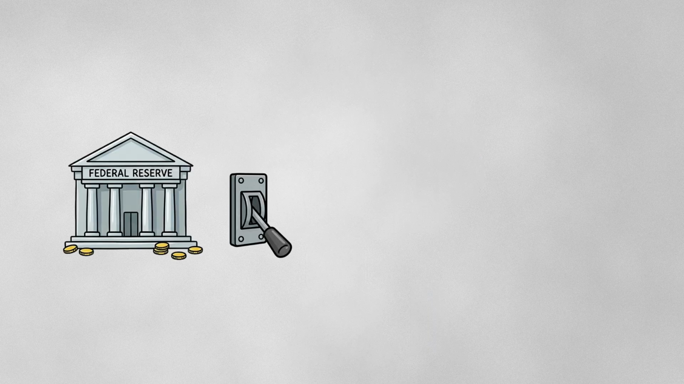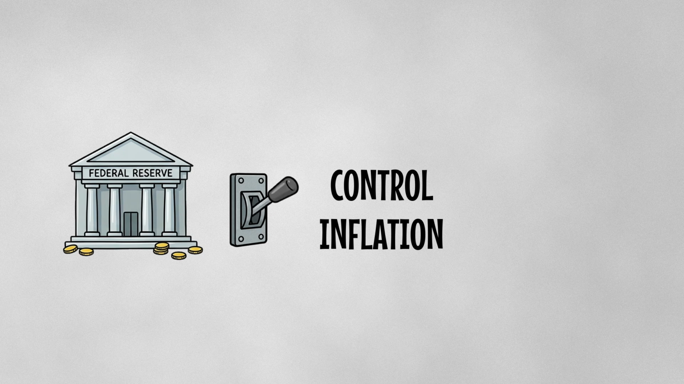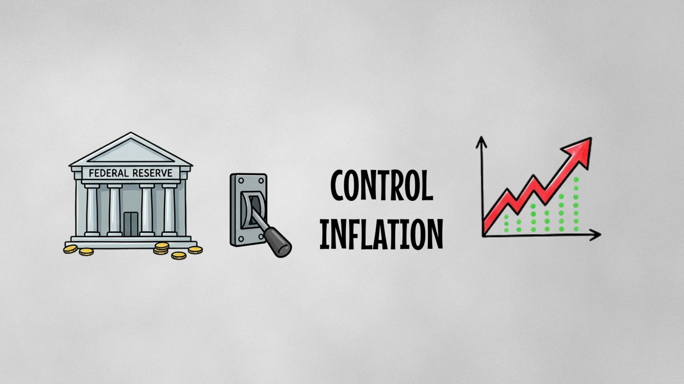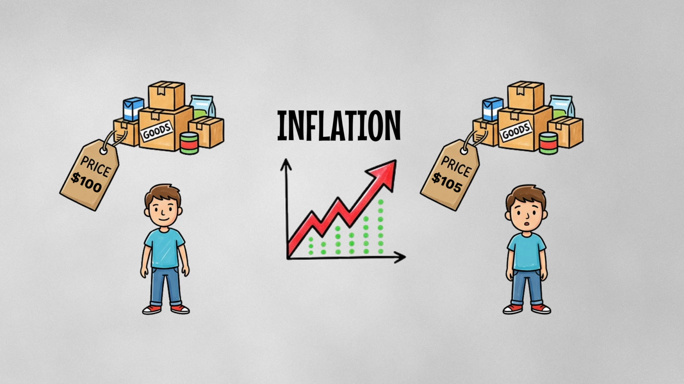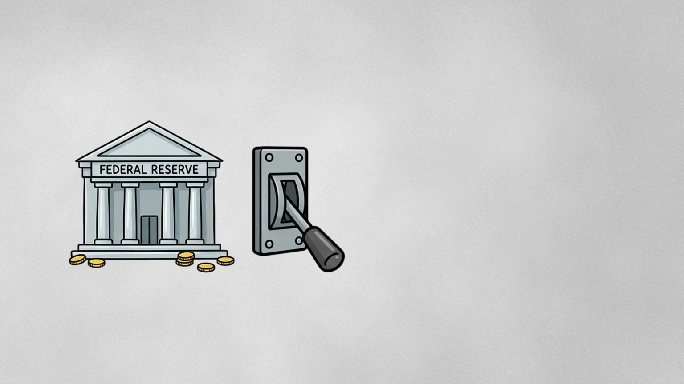Now let's explain why they do this. The main goal is to control inflation. Inflation means prices going up over time. For example, if a burger costs $5 today and $6 next year, that is inflation. If inflation is too high, life becomes expensive quickly. People struggle. So how do interest rates help?